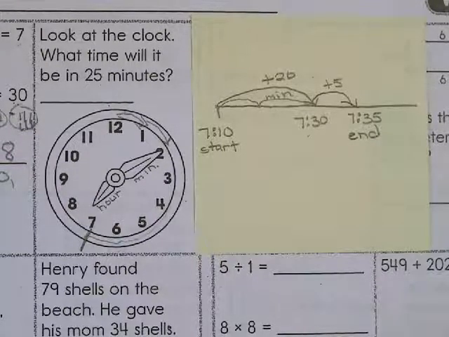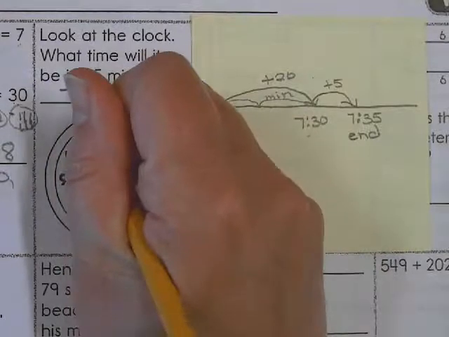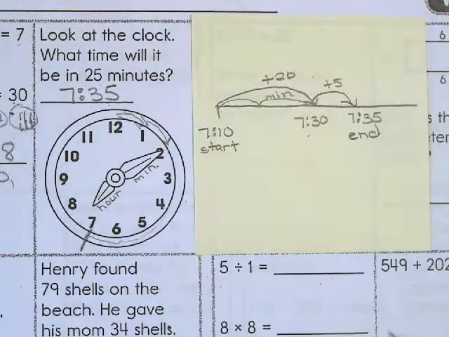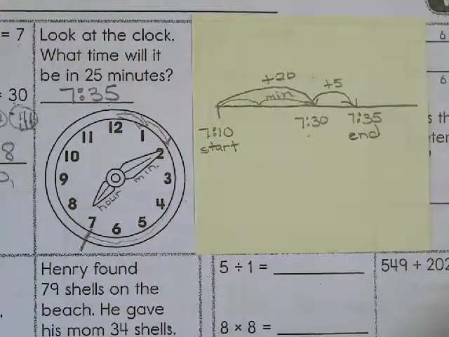Several ways to look at it. Again, normally we would like to put AM or PM, but in this particular case we don't know, because we don't have any clue to help us understand whether this is an AM hour or PM hour. So at this point in time, we'll just leave it as 7:35.